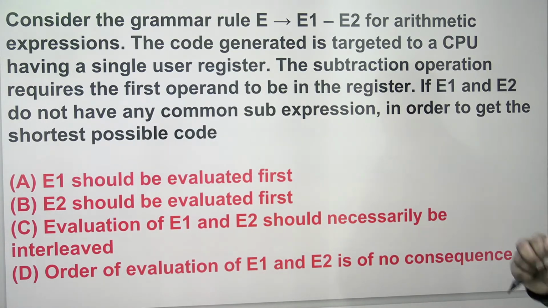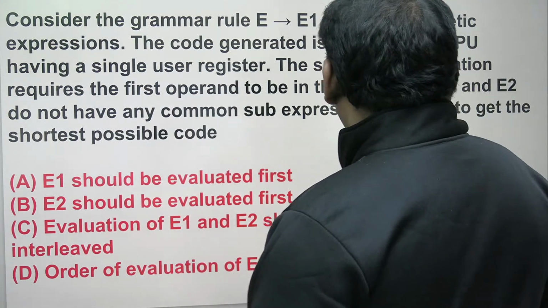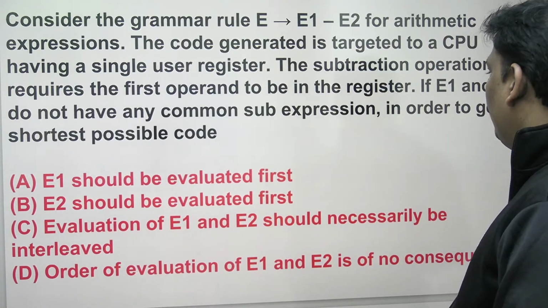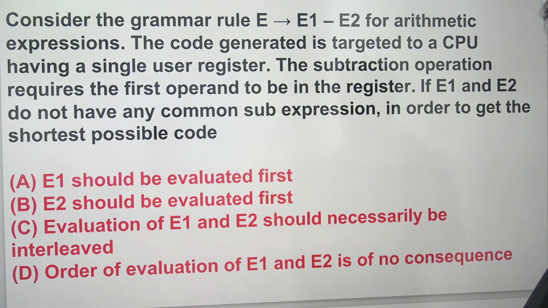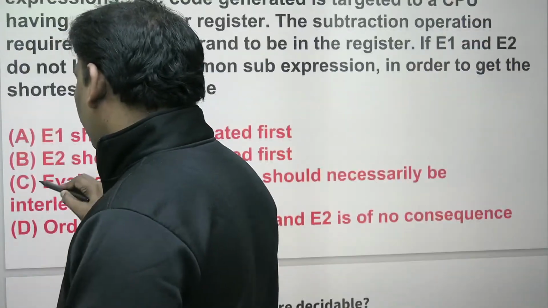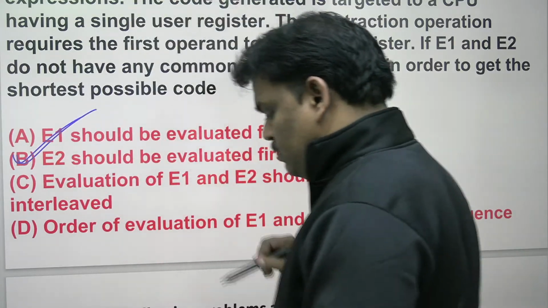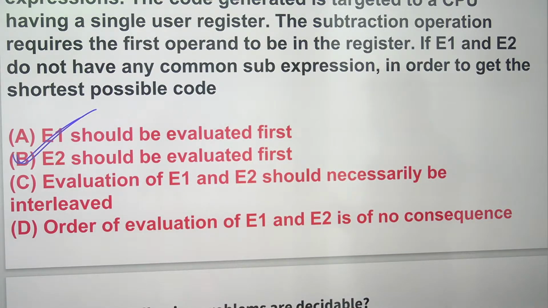So what you do is first complete the E2 expression in the register. Then E2 you can store in the temporary variable. Then E1 will be completed, and E1 will be there in the register only. With that you can do E1 minus E2. I think E2 should be evaluated first. Answer is B. E2 should be evaluated first.